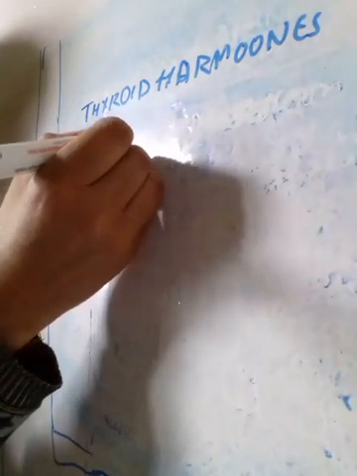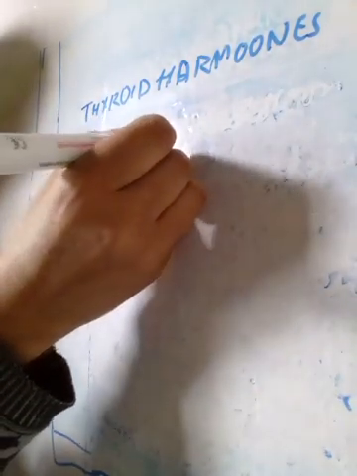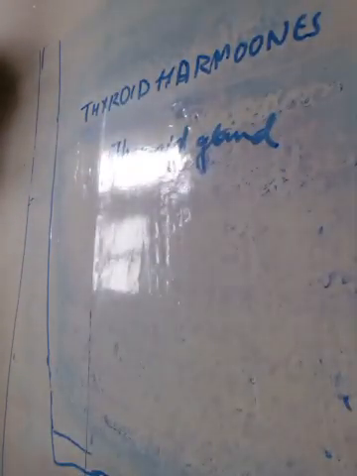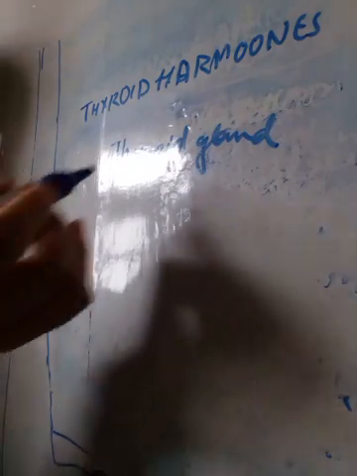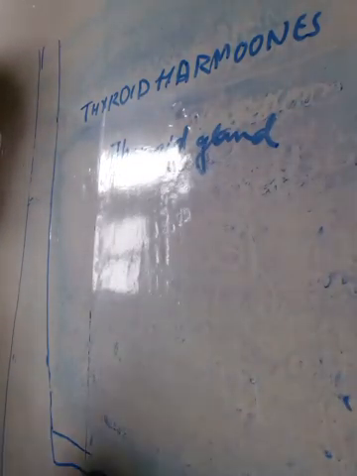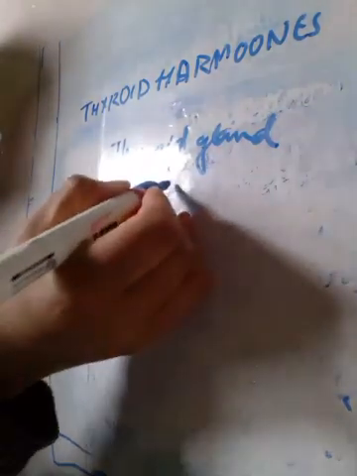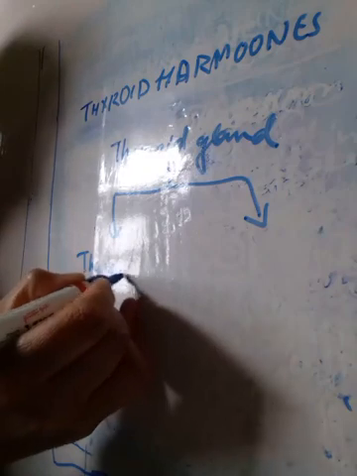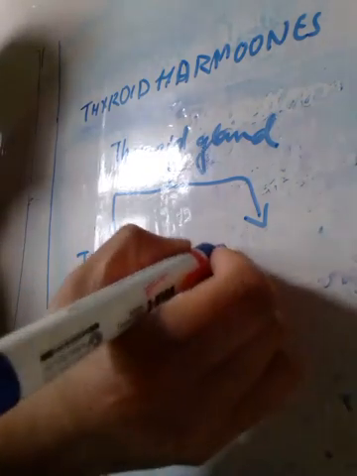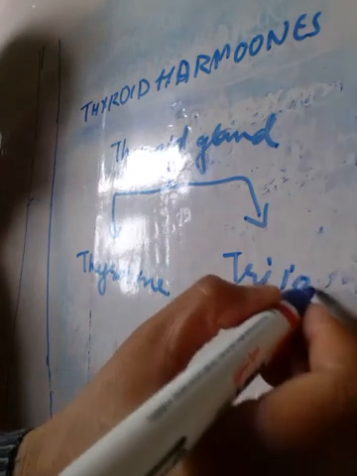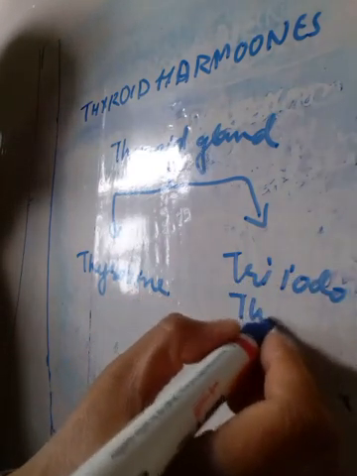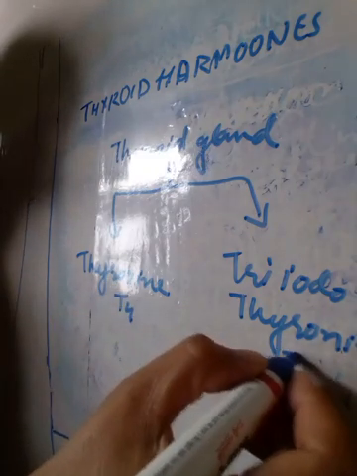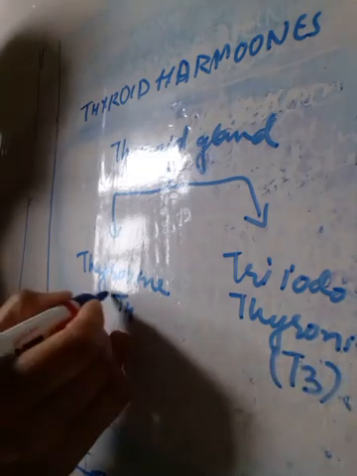In our body, we have thyroid gland. Thyroid gland is present at the base of the neck. This is a butterfly-shaped gland. This gland secretes two types of hormones known as thyroxine and triiodothyronine. This is represented by T4 and this is represented by T3.